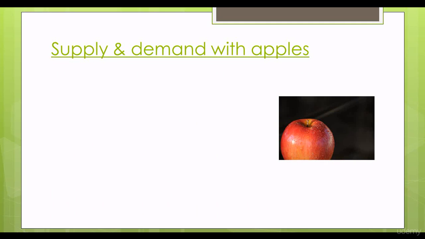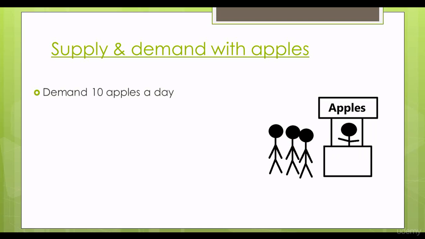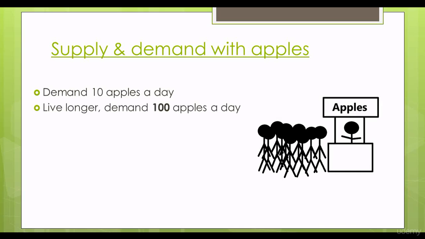Supply and demand is the basic factor that drives the market. So let me give you an example using apples on how supply and demand works. So imagine you are an apple seller and that you sell apples. So you find that the demand for your apples is about 10 apples a day. Now imagine if one day scientists were to release a research article saying that eating apples will make people live longer. Then you find that the demand for your apples shoots all the way up to 100 apples a day.